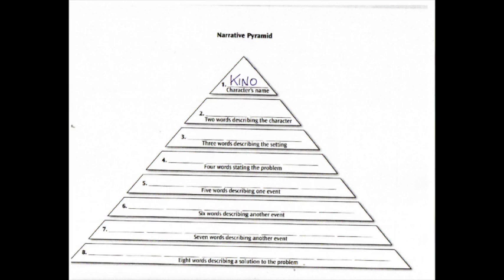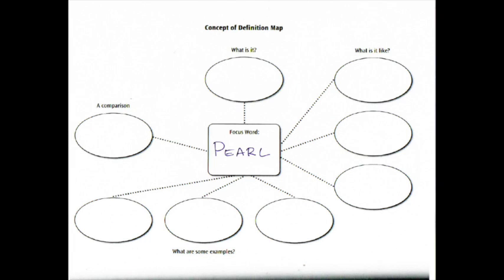A second idea that you can use to help yourself is to approach this thematically, and you can use what's called a concept of definition map. In some cases, it's meant to be applied literally to a word or a phrase, but in this case, you can use it as an image or a theme. In this case, of course, it's the pearl itself. What is the pearl? What is it like? A comparison of the pearl.